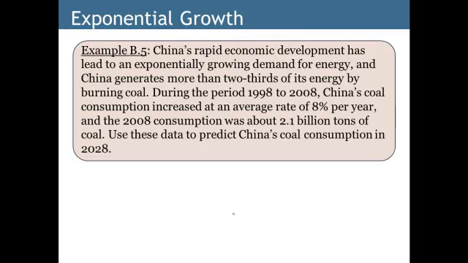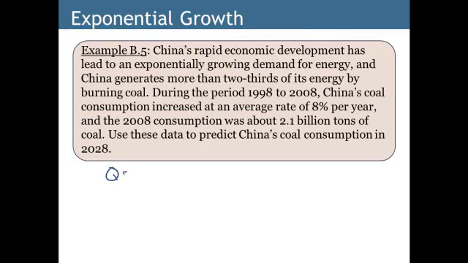Okay, let's look at this one now. China's rapid economic development has led to an exponentially growing demand for energy, and China generates more than 2/3 of its energy by burning coal. During 1998 to 2000, China's coal consumption increased an average of 8% per year. In 2008 consumption was about 2.1 billion tons of coal. Use these data to predict China's coal consumption in 2028.